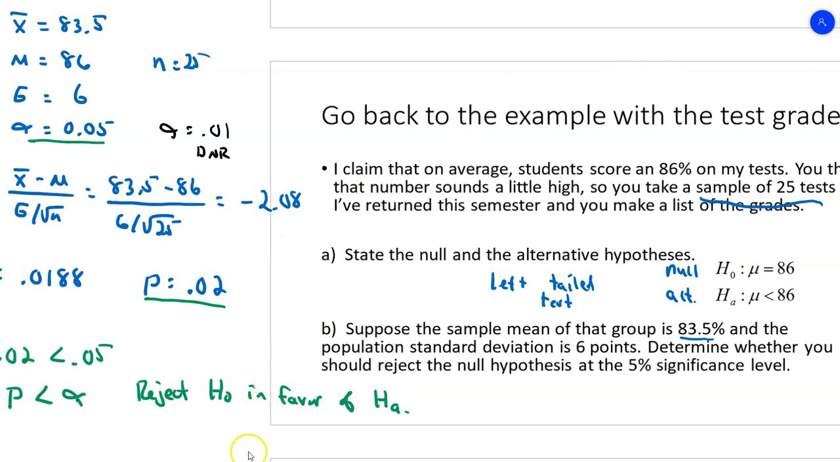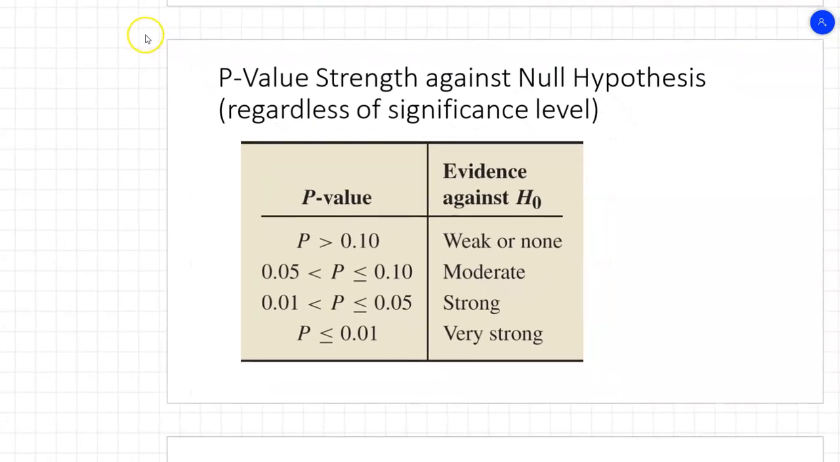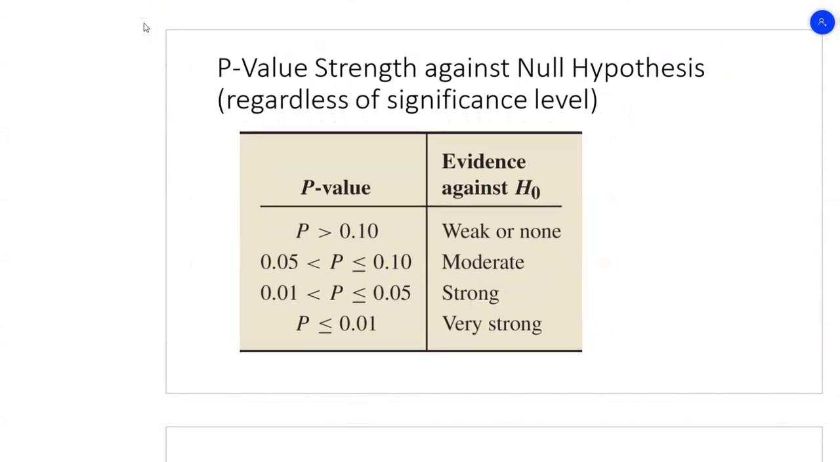All right, so as funny as it sounds, the lower the p-value, the stronger your case against the null hypothesis. So if your p-value is, and we're talking like 10% or less, we're not talking like 50-50 chances here. If your p-value is above 10%, then you have really very little, if any, evidence against the null hypothesis. If your p-value is between 0.05 and 0.1, then it's kind of moderate. Strongest is less than 0.05. Very strong is less than 0.01.